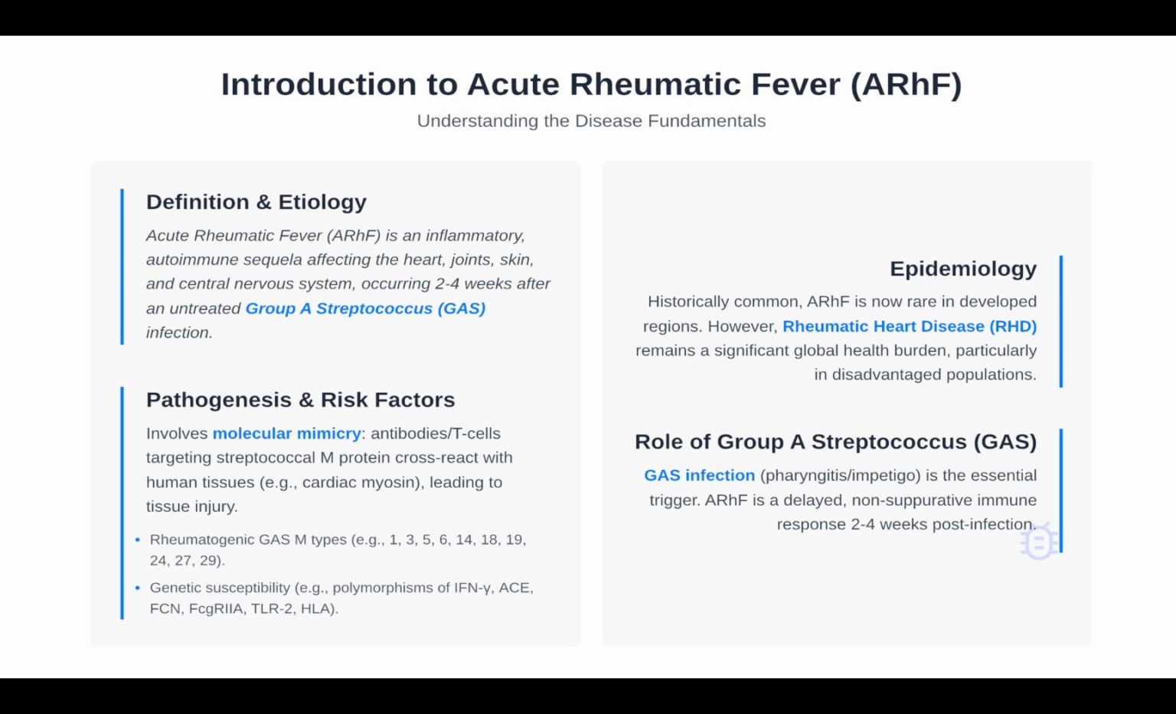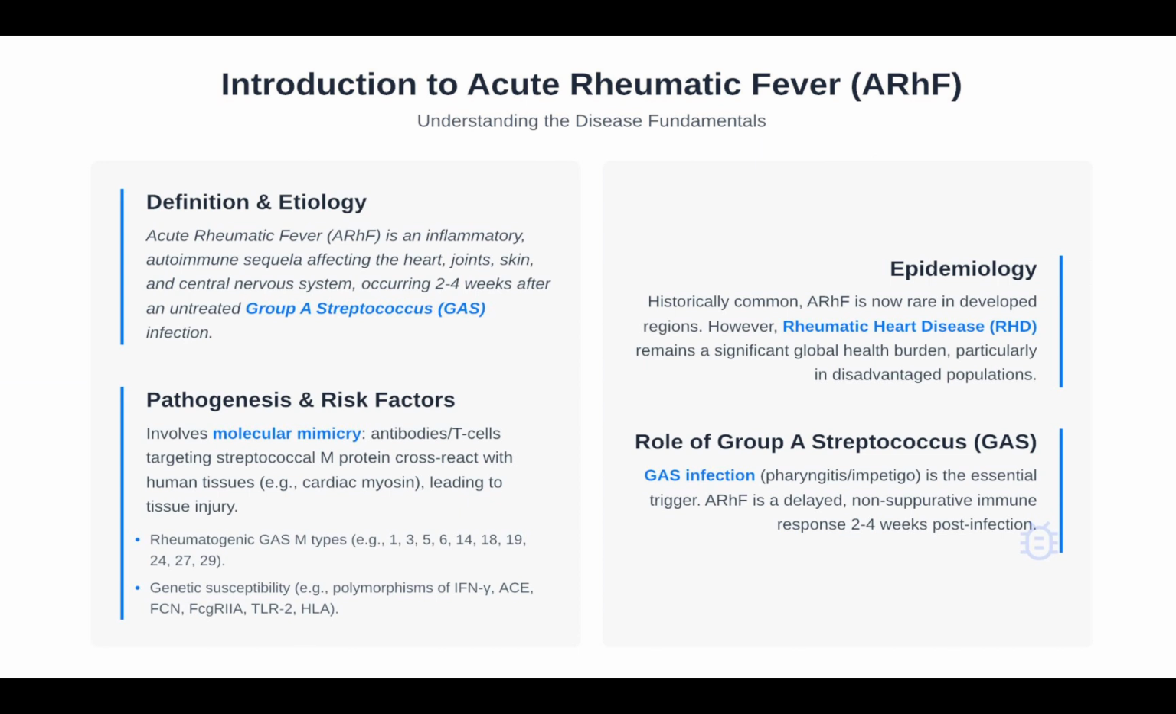And not all strep infections do this. It's a specific concept of rheumatogenicity. Only certain group A streptococcus strains like M types 1, 3, 5, 6, 14, 18, 19, 24, 27, and 29 have this power. Why some individuals and not others?